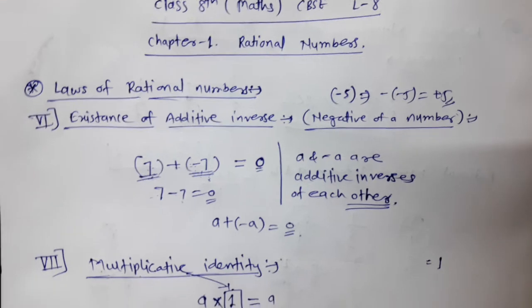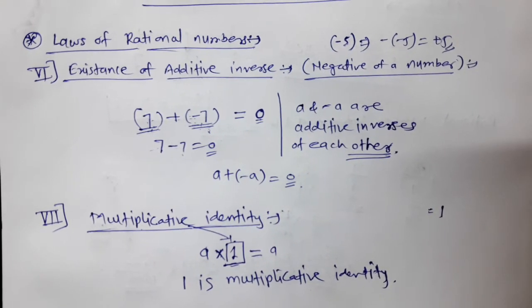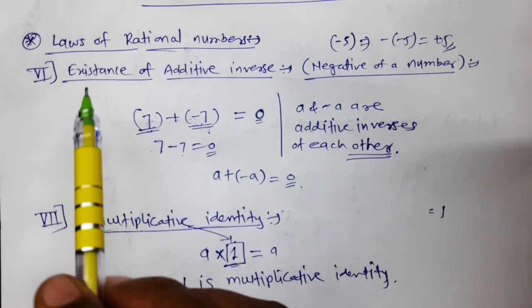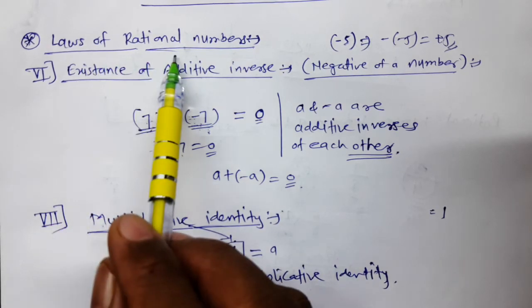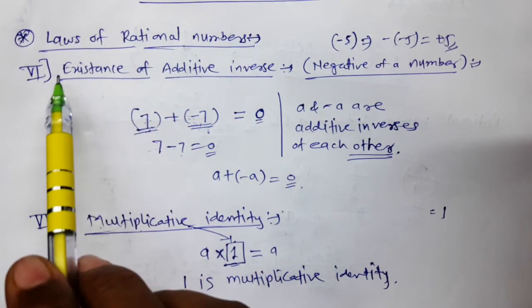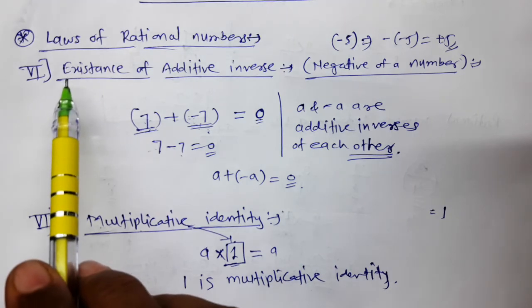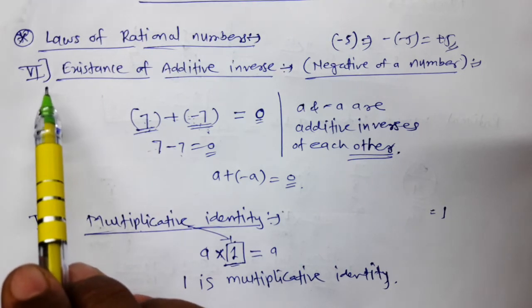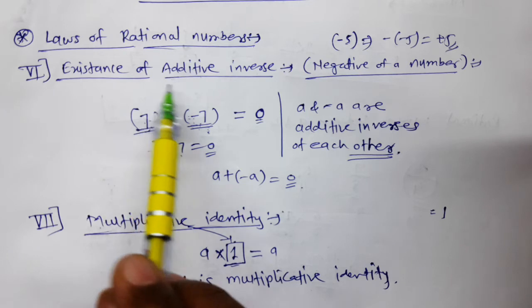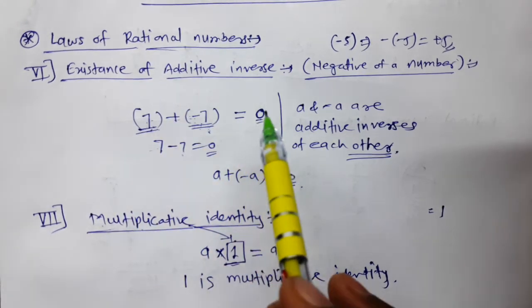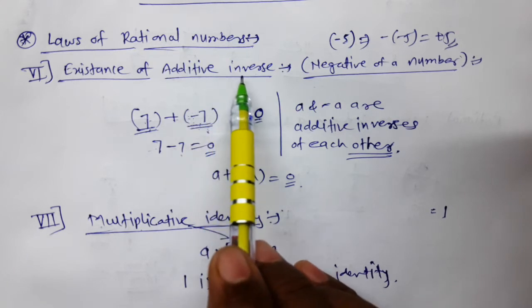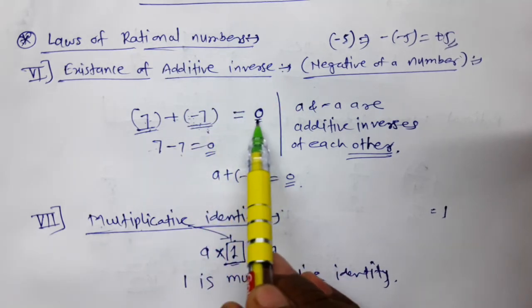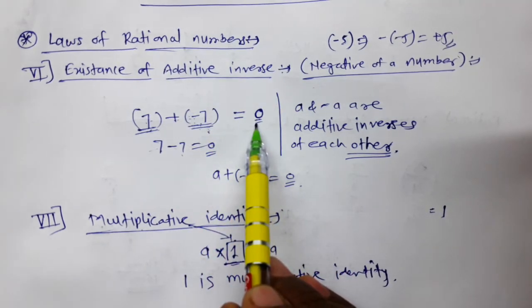In previous videos we have discussed the laws of rational numbers. Five laws of rational numbers we have discussed before. Now the sixth law is the existence of an additive inverse. Whenever there is an additive inverse, the result should be the additive identity. So 0 is the additive identity.